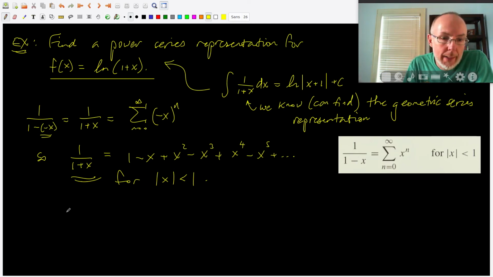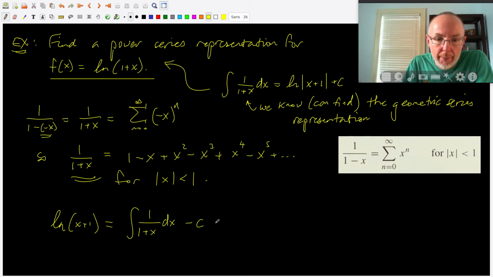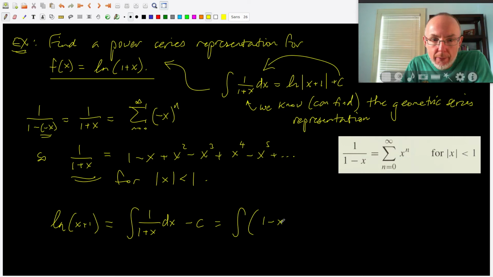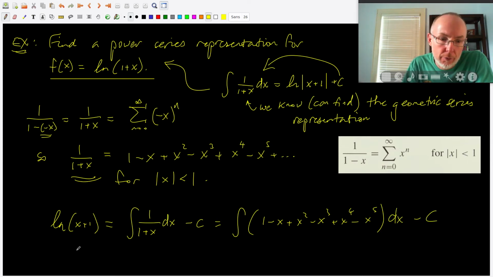Okay, so then we know that the natural log of x plus 1 is going to equal that integral plus a constant. So it's going to be the integral of 1 over 1 plus x. I'm just going to throw the constant on this side, so I'm going to put it there, minus a constant, because it was over here before. So if I just rewrite that, I'll put it on the other side. And that's going to be the integral of that series, 1 minus x plus x squared minus x cubed plus x to the 4. You get the idea. And we just have to integrate those terms, and then we're going to have the constant.